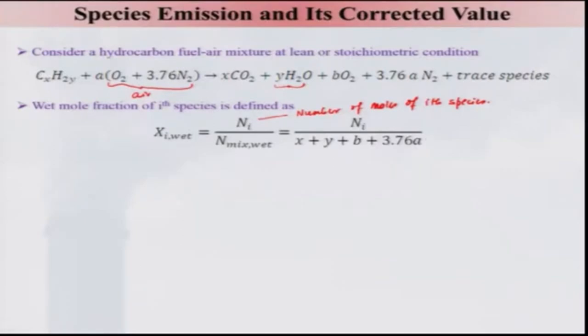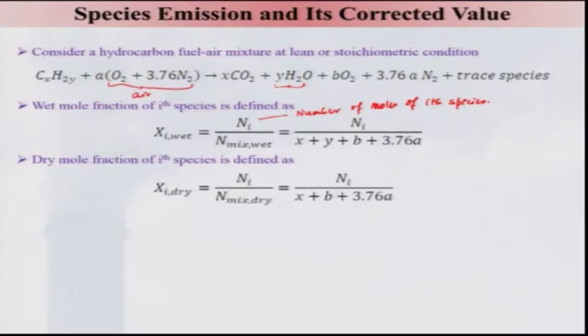Similarly, we can also express the dry mole fraction of ith species as x_i dry, which is equal to n_i divided by n_i mixture dry, and this is n_i divided by x plus b plus 3.76a. In case of dry mixture, basically y won't be there because water is not there, and that is the difference between the wet mixture fraction of ith species and dry mixture fraction of ith species.